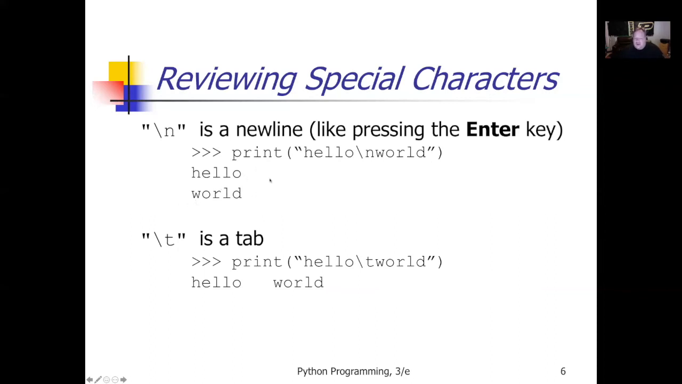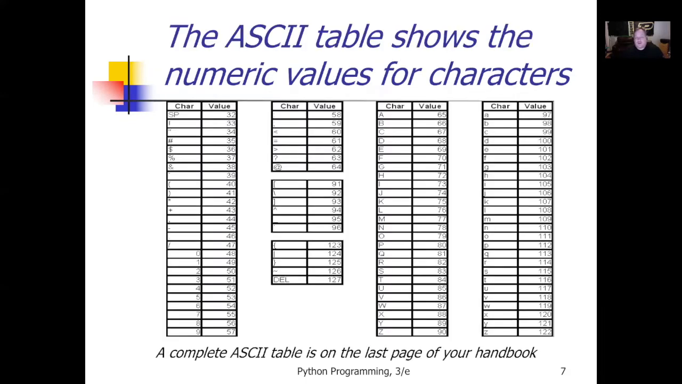The new line character is here, \n. The \t character is a tab. Tab on your keyboard means 4 spaces primarily. So if I say print hello \t world, it's hello, 1, 2, 3, 4, world. So it puts the tab character between them. And you can use \t as a tab character. There are a lot of special characters, and you'll find them all in the ASCII table at the end of your handbook, and you can use them, to a certain extent, for manipulating and controlling the appearance of text.